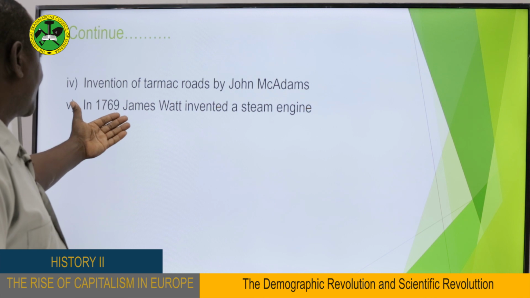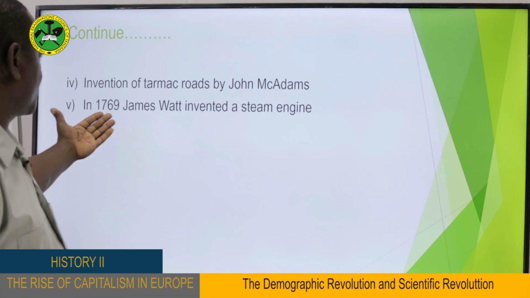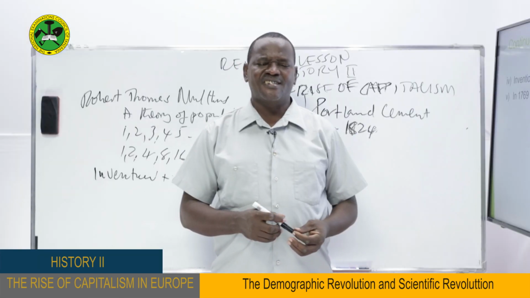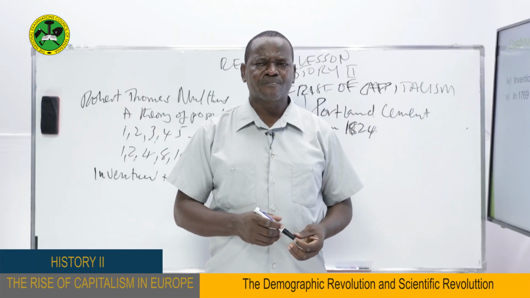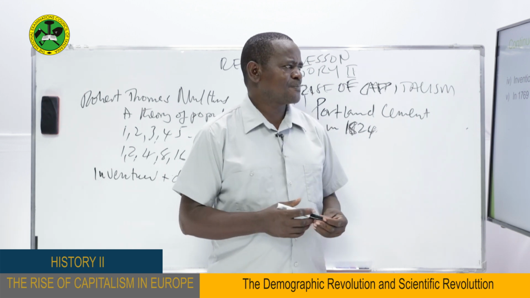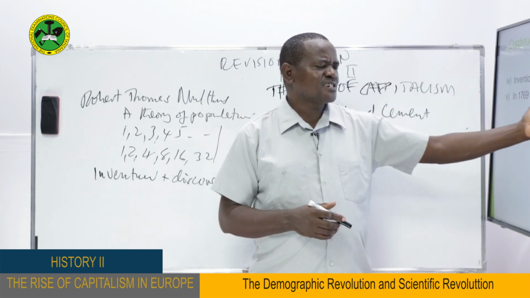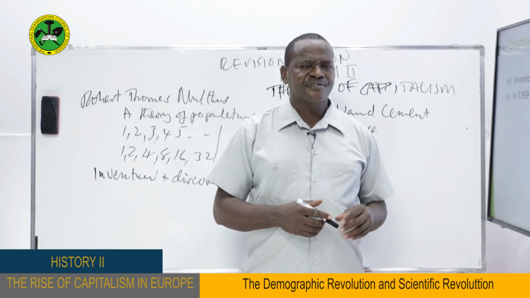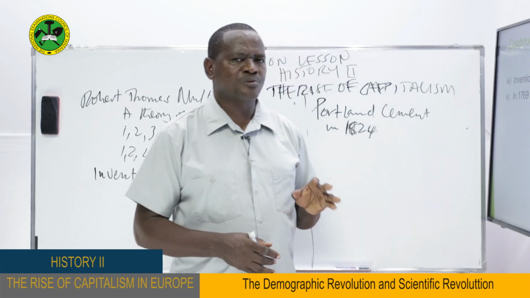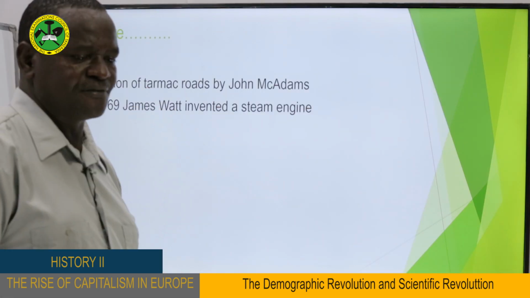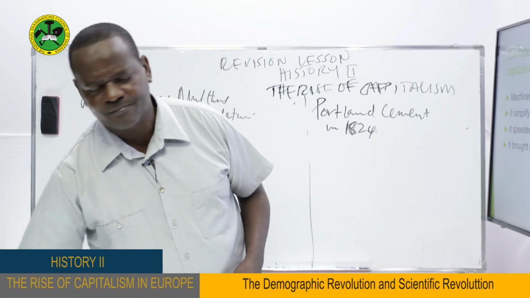Another thing is the invention made by James Watt. This man, of course, invented the steam engine. And so instead of people using horses to pull the car, now people were using the steam engine. And the steam engine was also used for pumping water from the mines and so on. This was another very important development made in Britain regarding the scientific and technological revolution.